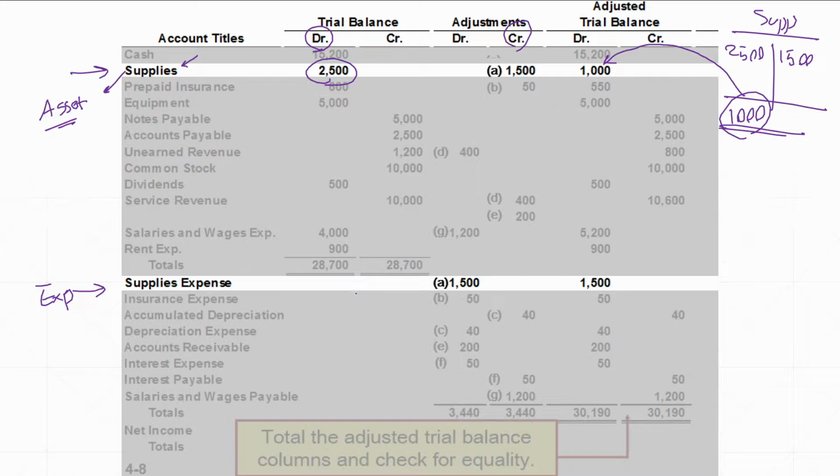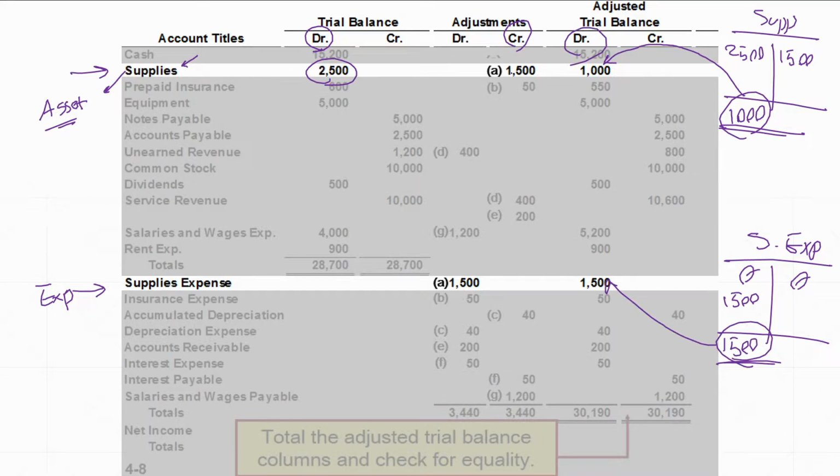The same is happening for the supplies expense account. If you draw the T account here, supplies expense, we had zero balance in the beginning, but in the adjustment entry, we have added $1,500 to the debit side. The ending balance is, of course, now 1,500 debit. We put that amount under the debit column. That's how adjustments affect our trial balance, and that's how we prepare our adjusted TB in a worksheet.